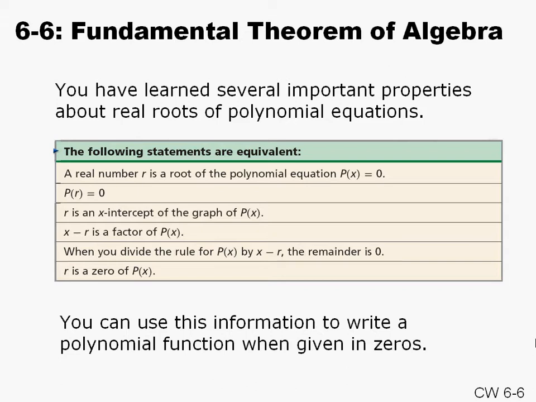P of r equals 0. R is an x-intercept of the graph of p of x. X minus r is a factor of p of x. When you divide the rule for p of x by x minus r, the remainder is 0. R is a 0 of p of x. You can use this information to write a polynomial function when given its zeros.